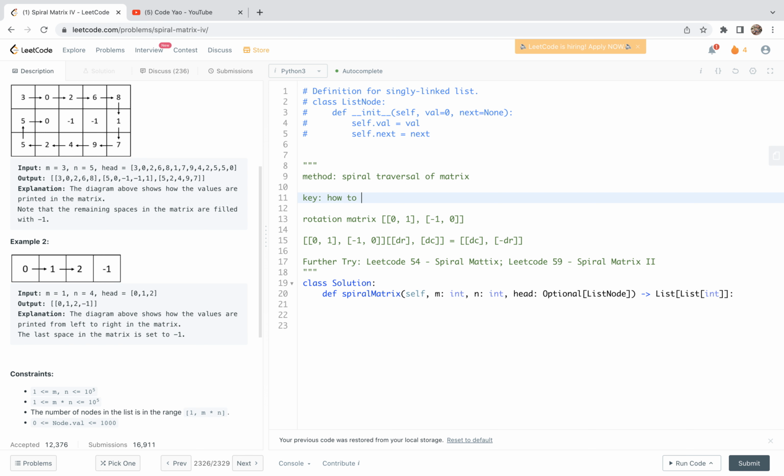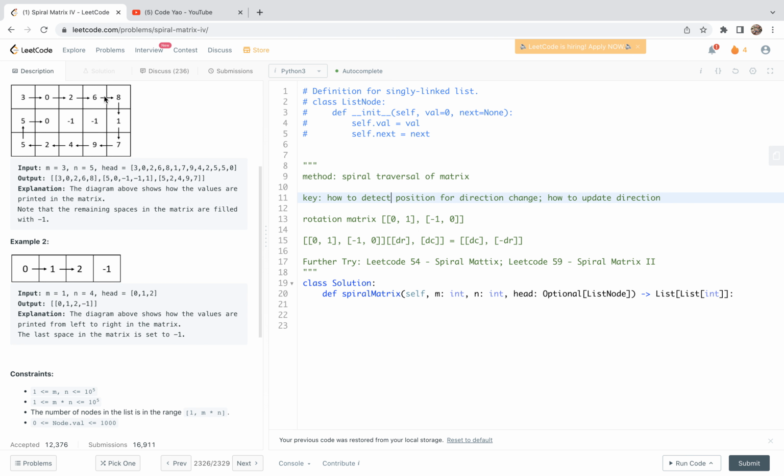Basically two things: how to detect the position for direction change, and the second related question is how to update direction. Once we get a good understanding of these two points, the problem is very straightforward. First, let's look at the first question: how to detect the position for direction change.